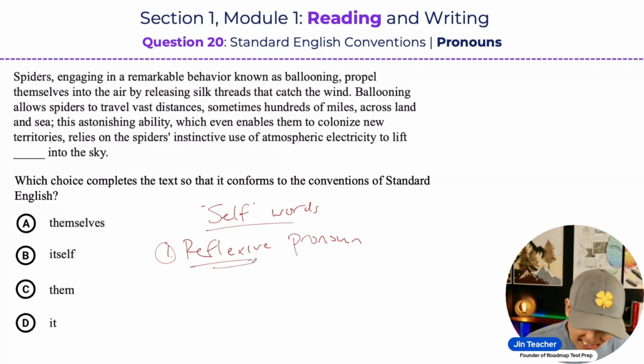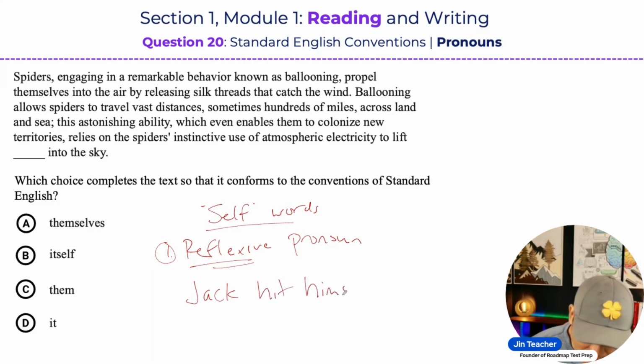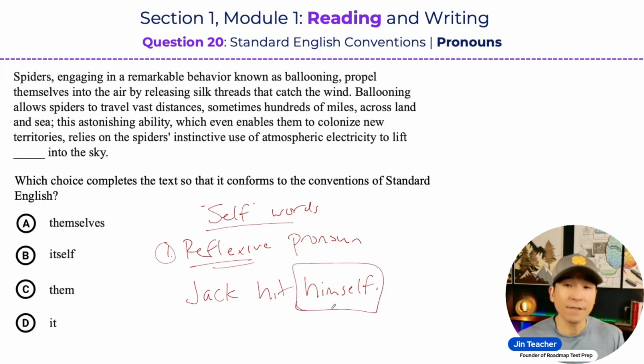So if I say something like this, if I say Jack hit himself in the head, right? So this self word, can you guys see how it reflects the action of the verb? What's the action of the verb? It's to hit, right? That's the action. So the self word reflects the action of the verb back onto the subject. So who did Jack hit? Well, he hit himself, right?